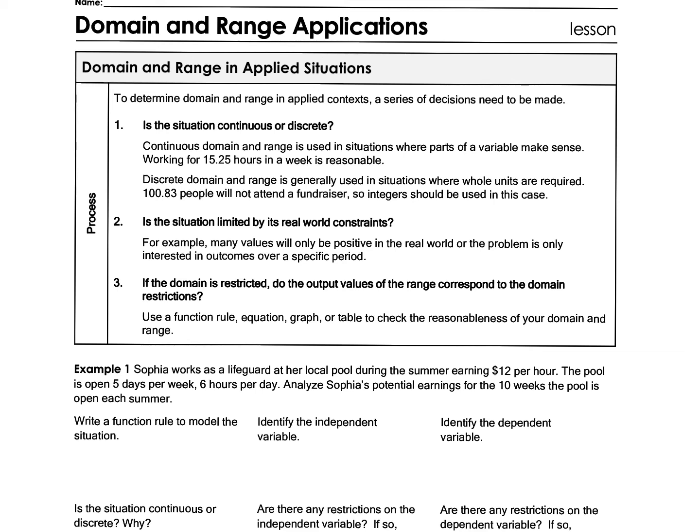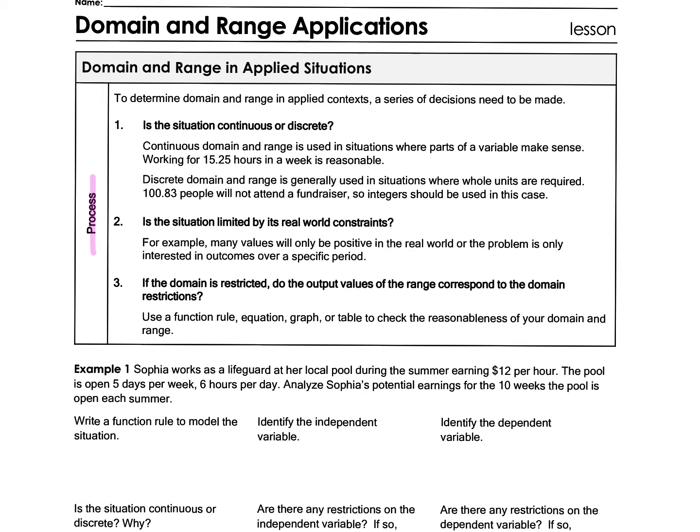We are now looking at domain and range applications. So we've been talking about domain and range, and now we're going to apply it into real world situations. The process here is determining domain and range in applied context. It says, is the situation continuous or discrete? Remember we talked about that.